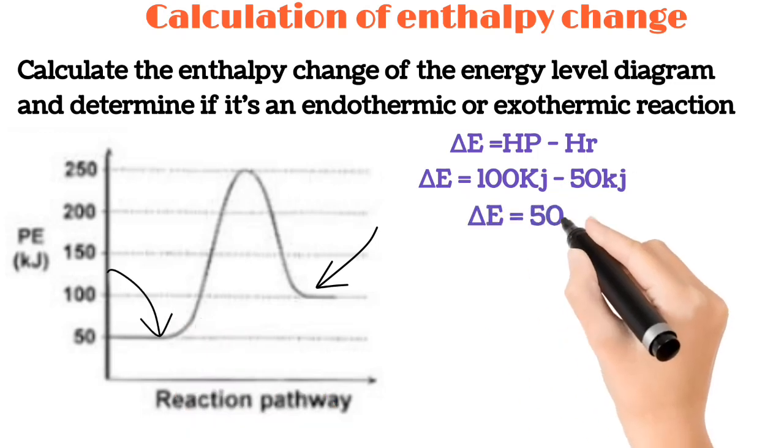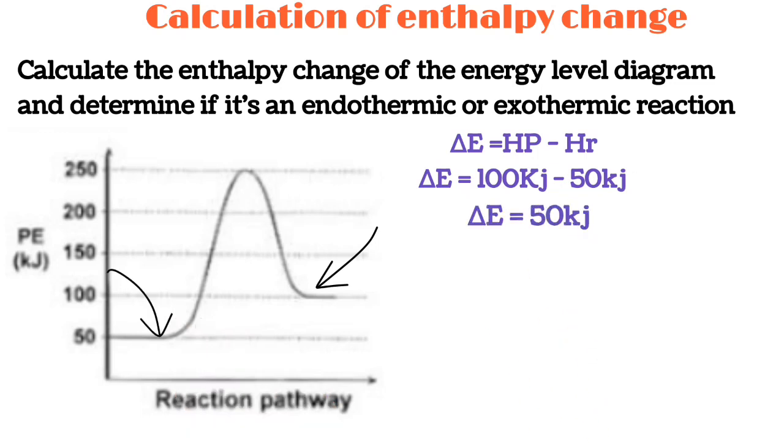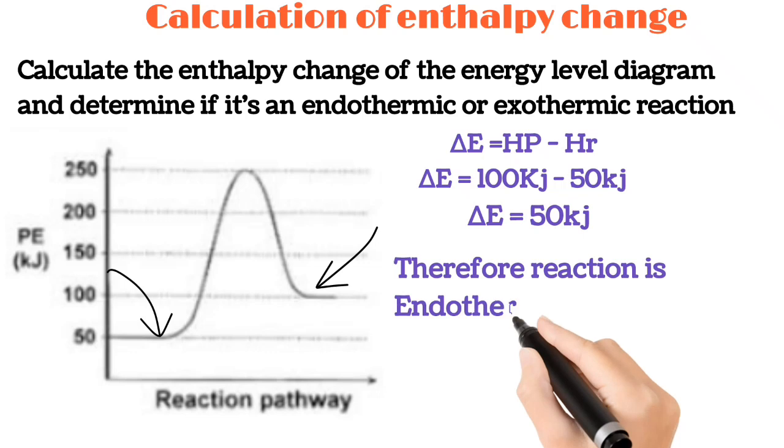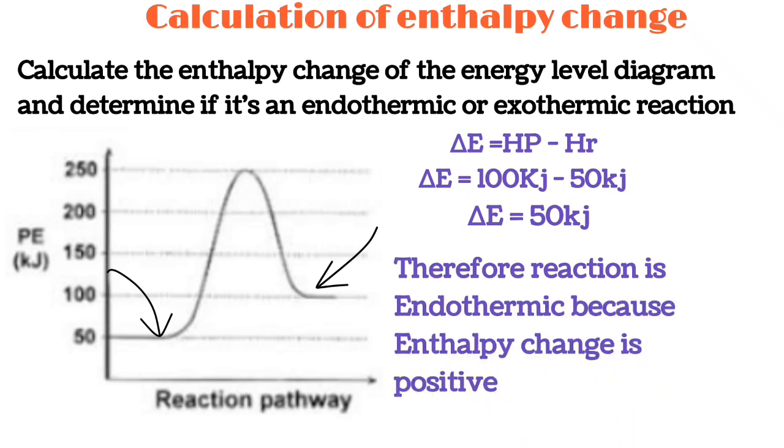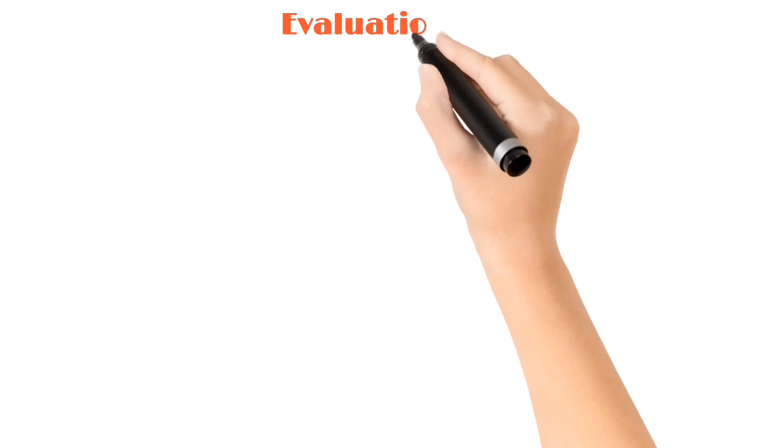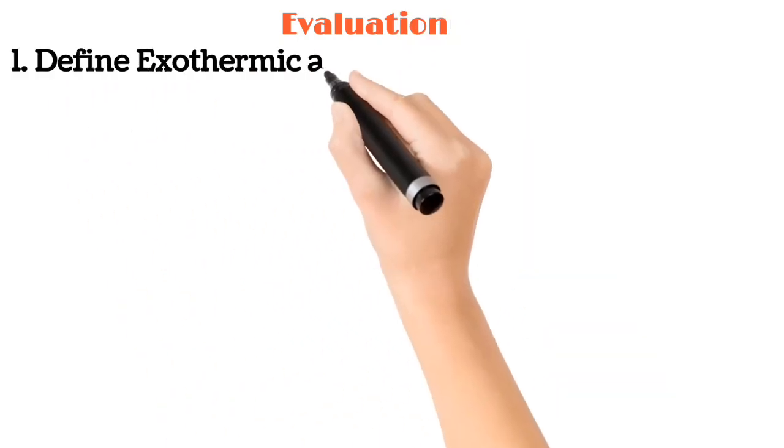So the enthalpy change is the product minus the reactant, that is 100 kilojoules minus 50 kilojoules. So it will give you a value of 50 kilojoules, which is positive. Since it is positive, what does it mean? The reaction is endothermic because the enthalpy change is positive. So that is how we calculate the enthalpy change using the energy level diagram. I hope it's clear now.